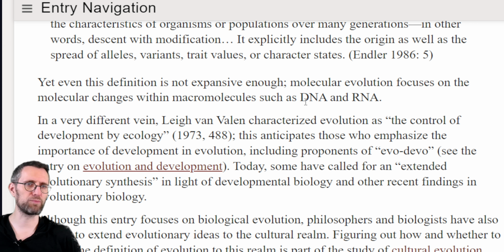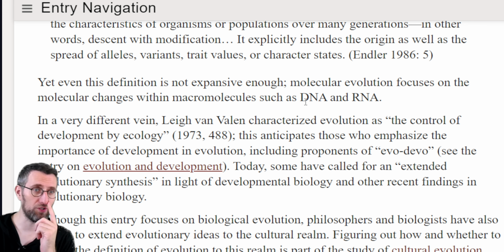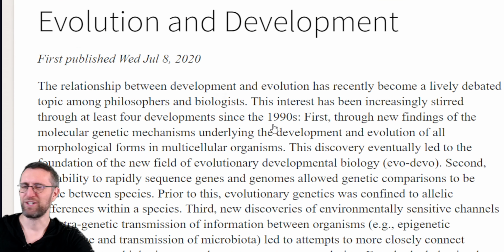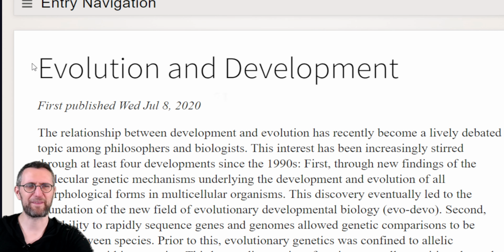Molecular evolution focuses on the molecular changes within macromolecules such as DNA and RNA. In a very different vein, Lane van Walen characterizes evolution as the control of development by ecology. This anticipates those who emphasize the importance of development in evolution, including proponents of evo-devo, evolution and development. Today, some have called for an extended evolutionary synthesis in light of developmental biology and recent findings in evolutionary biology. And I'm really a bit confused here. Shouldn't evolutionary theory be much easier to understand?